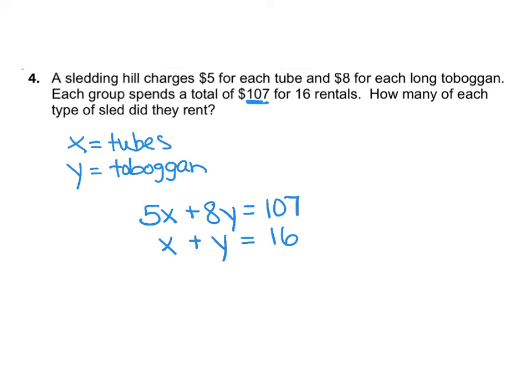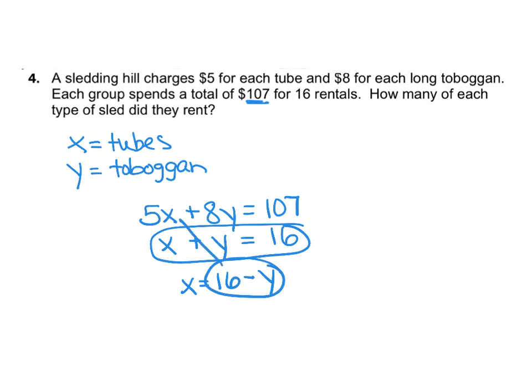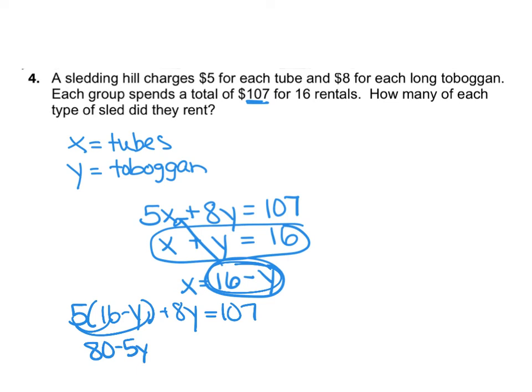So let's solve this with substitution. I'm going to solve this one right here. I'm going to rearrange that and solve for x. I could solve for y, it doesn't matter. So x is going to be equal to 16 minus y. Now I'm going to take this part right here and put it right up into that. So I have 5 times this quantity, 16 minus y, plus 8y is equal to 107. So we'll do 5 times 16, so you have 80 minus 5y plus 8y is equal to 107.